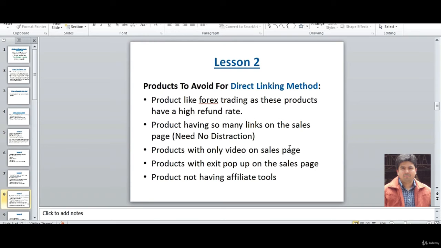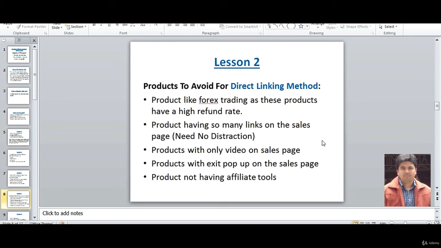If the sales page has so many links and so many ads which can distract the buyer from the actual purpose of sending him there, we should avoid that product. Our ultimate purpose is to close the sale. So the sales page should be clean and focused on one product, one closer.